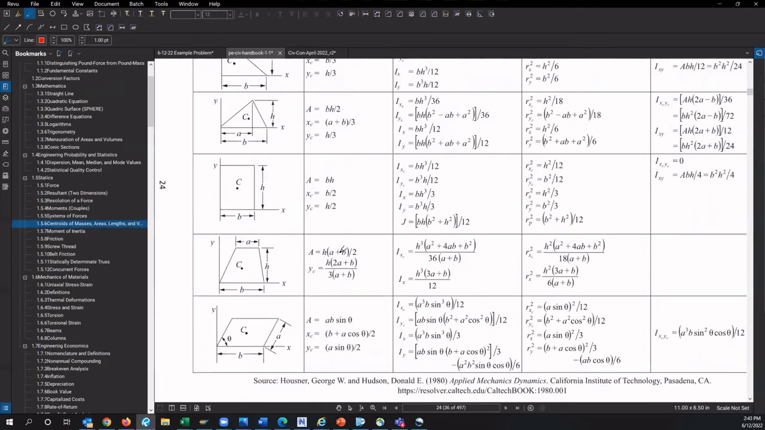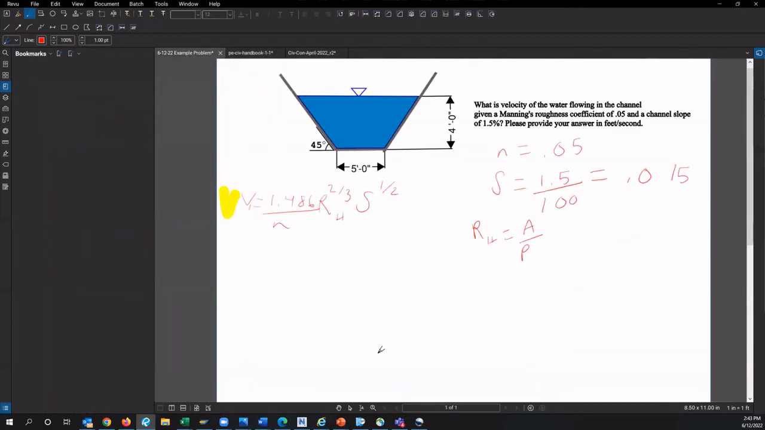Area is equal to H times A plus B divided by 2. We'll put that over here for our problem: A is equal to H times A plus B divided by 2. In this case, the height is 4.